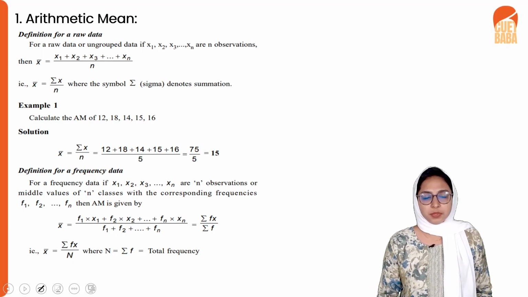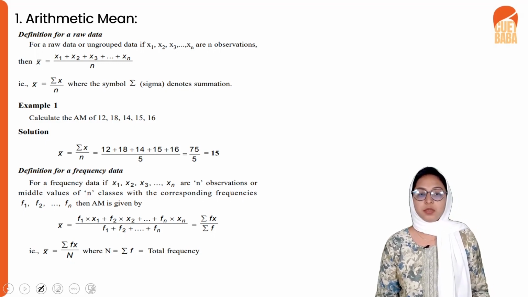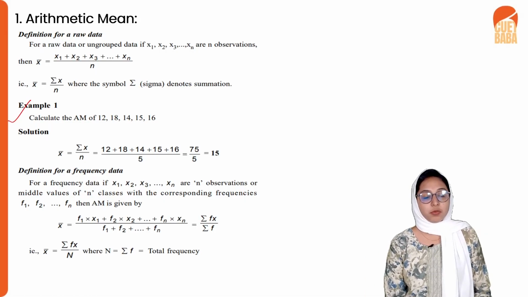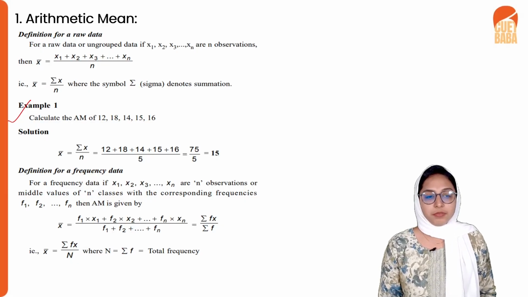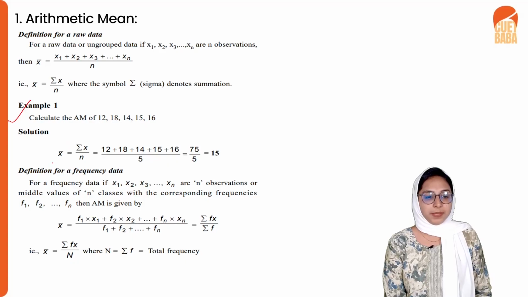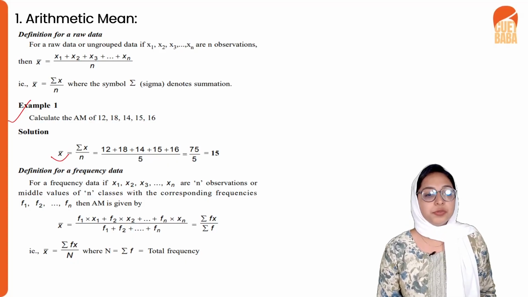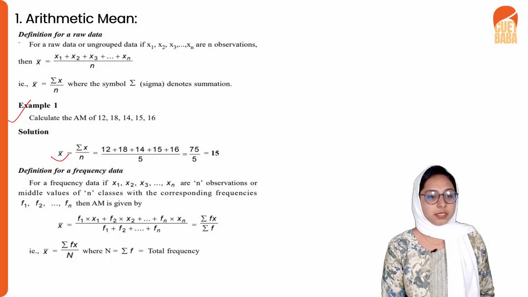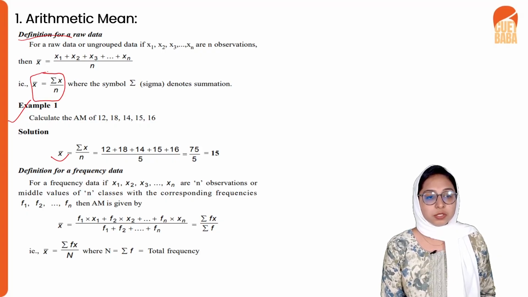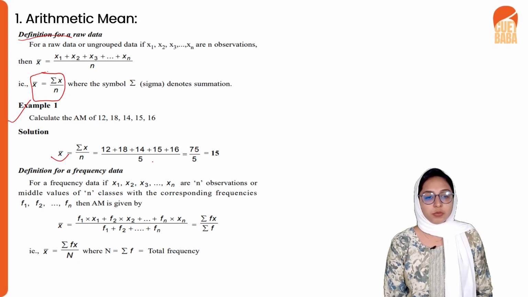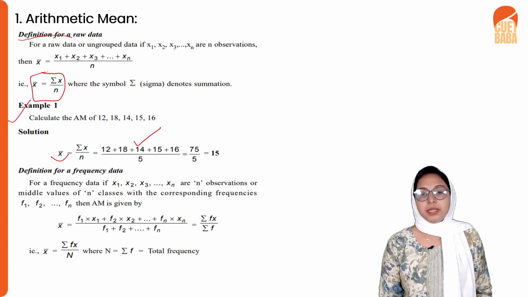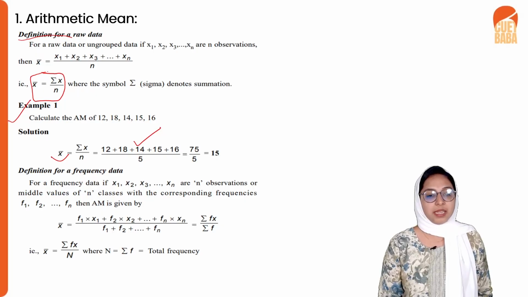Let's look into a simple example to understand what arithmetic mean is. The first example is to calculate the arithmetic mean of 12, 18, 14, 15, and 16. There are 5 numbers and we have to calculate x bar, which is the mean. So it is raw data. We can see that each value is represented only one time. So we are going to use this definition for raw data, which is x bar is nothing but the summation of all the observations divided by the number of observations. So we add 12 plus 18 plus 14 plus 15 plus 16 and divide it by the total number of observations, which is 5, and the answer is 15.